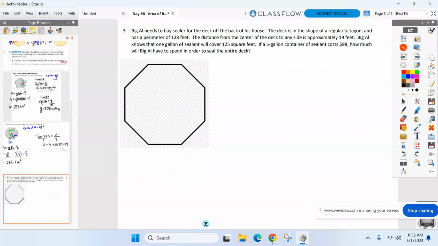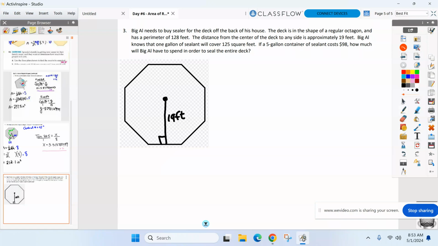All right. Guys, there's a lot of info here. I'm not going to lie. The distance from the center of the deck to any side is 19 feet. All right, let me stop there. That piece right there, from the center to any side is 19. That's a perpendicular distance. All right, that'll help you out tremendously. You can read through it. 1 gallon of sealant will cover 125 square feet, and a 5-gallon container costs $98. How much is it going to cost them to seal the deck?